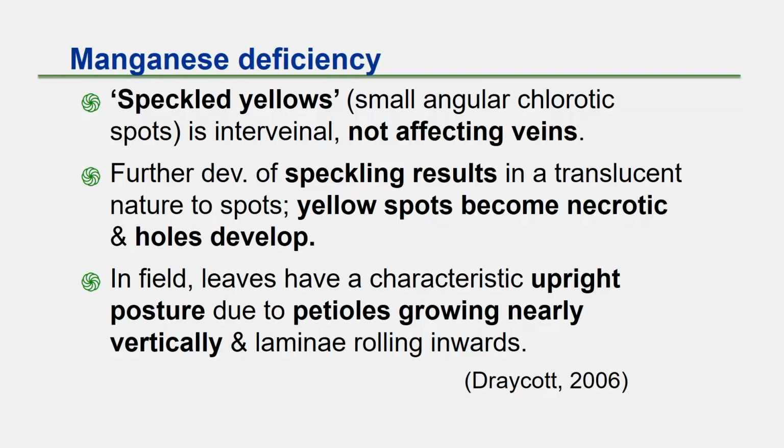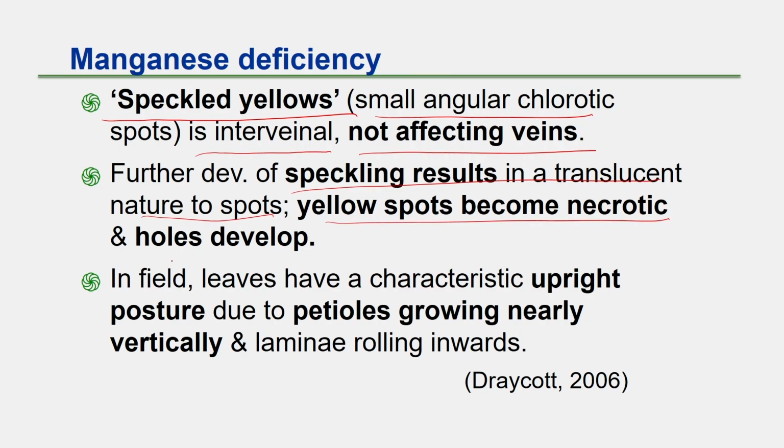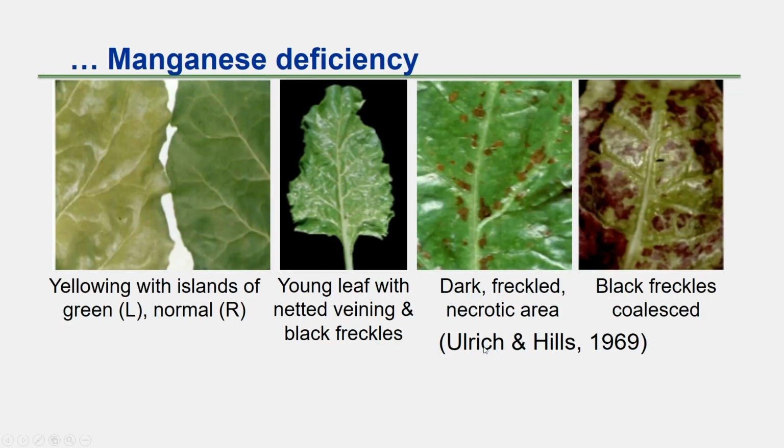So, what are the typical symptoms? Speckled yellows, smaller angular chlorotic spots in interveinal areas, not affecting the veins. Further development of speckling results in translucent nature of spots. Yellow spots become necrotic and holes start developing. In field, leaves have a characteristic upright posture due to petioles growing nearly vertically and laminae rolling inwards.